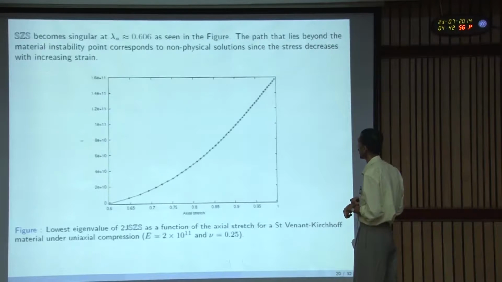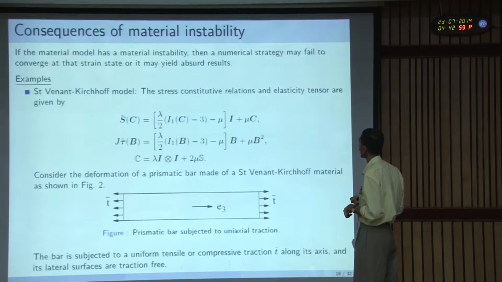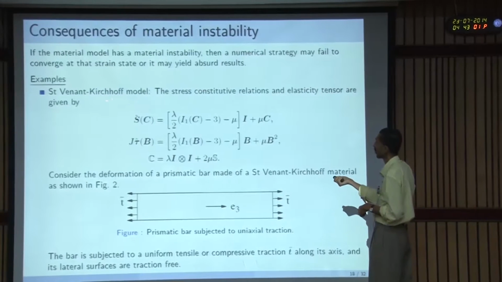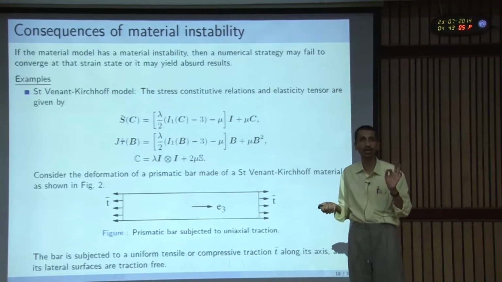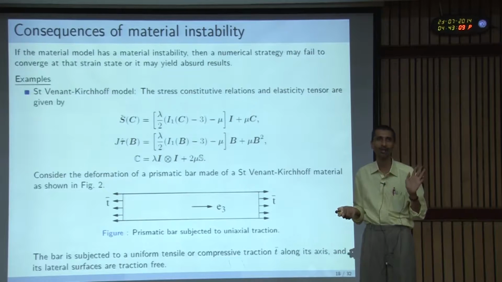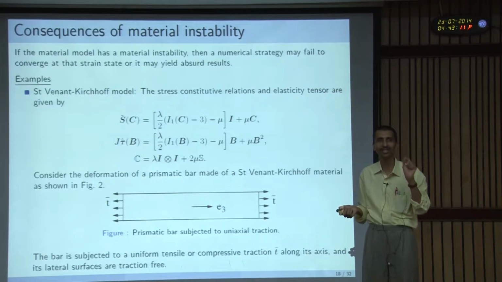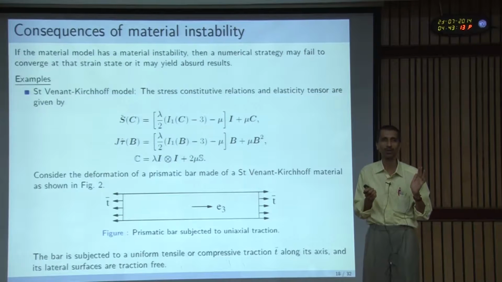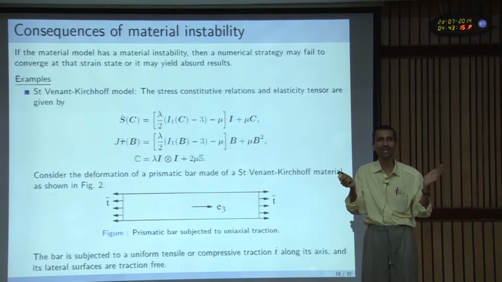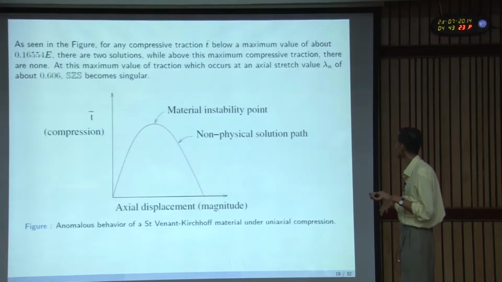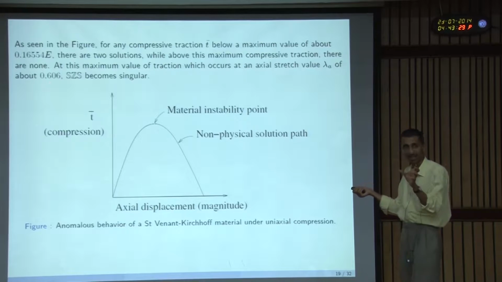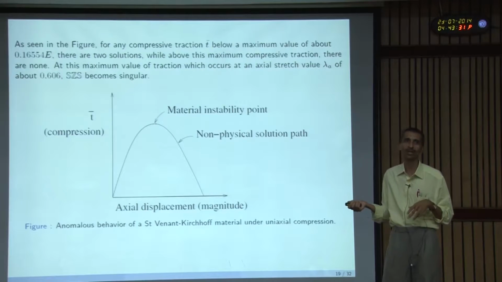No, it doesn't happen with every model. I'm considering a specific model. So this is a flaw with the Saint Venant-Kirchhoff. Other models may or may not have this flaw, but the Saint Venant-Kirchhoff specifically has a problem under very high compressive loads. If you use it for moderately large compressive strains, it will be okay. But only when you take it to this value, whatever it was, 0.6, this one. Only after that point it has a problem. Up to that point it is okay.